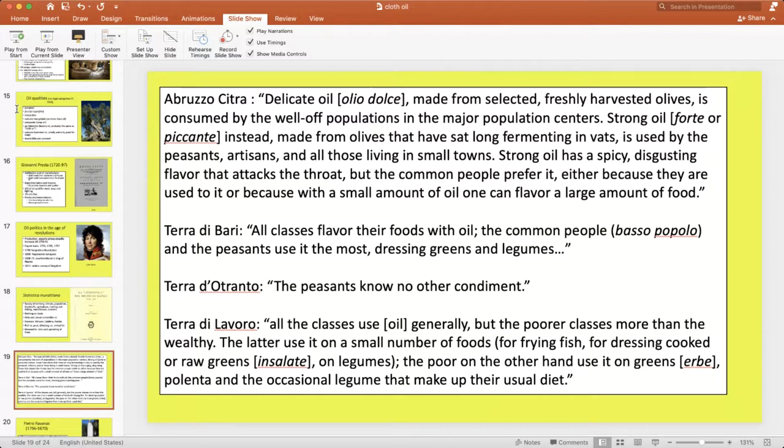The latter, the wealthy, use it on a small number of foods, for frying fish, for dressing cooked or raw greens, on legumes. The poor, on the other hand, use it on greens, polenta, and the occasional legume that makes up their usual diet. And this is an important point, because olive oil was the food of the poor. I mean, especially the olio forte was the food of the poor.